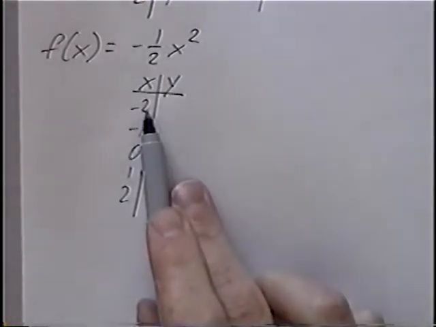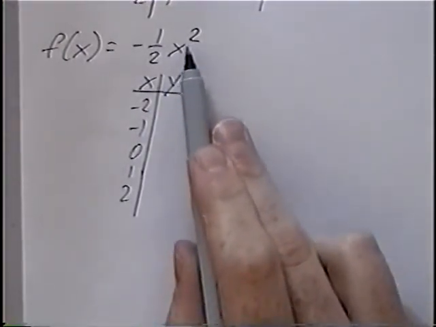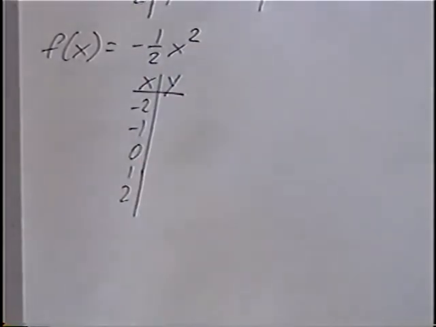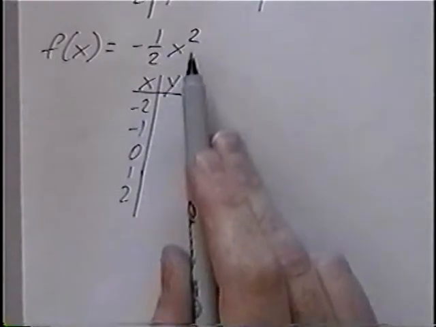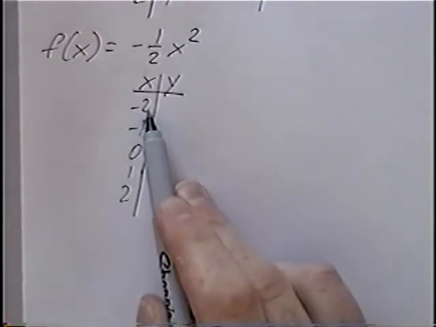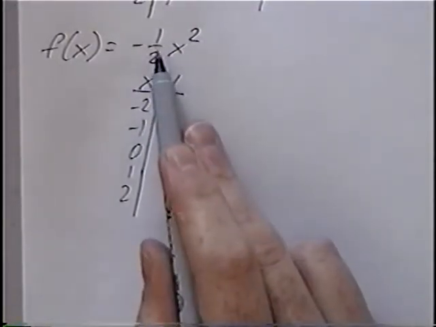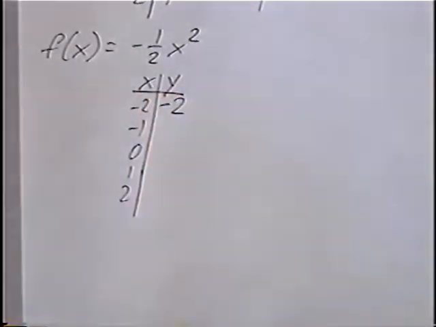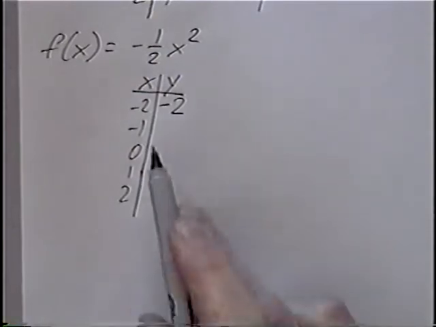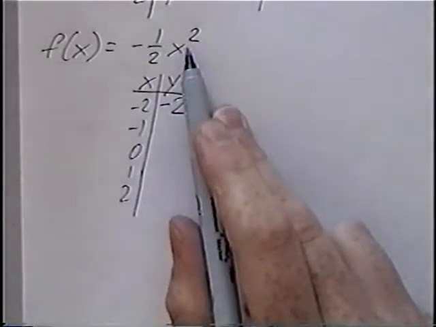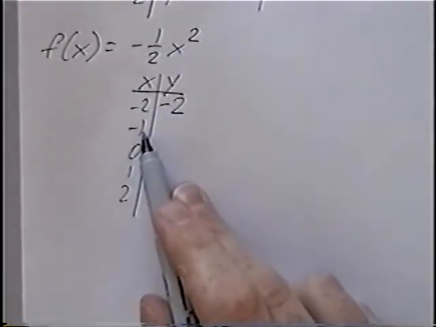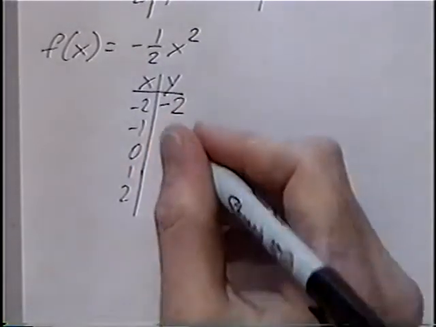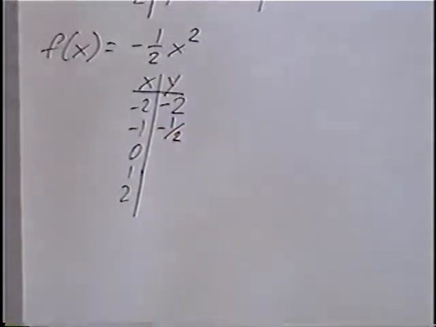This time when we plug the numbers in, we'll square the numbers first, and then we're also going to multiply by -1/2, or take half the number and then make it negative. So -2 squared, -2 times -2 would be +4. Half of that 4 would be 2, and we're multiplying by negative, so it would be -2. Plugging a -1 in, -1 squared, -1 times -1 is +1. Taking half of 1, it's 1/2, and you make it negative, so it'd be -1/2.